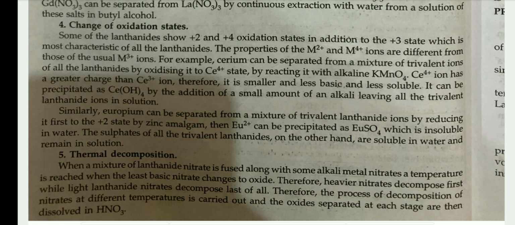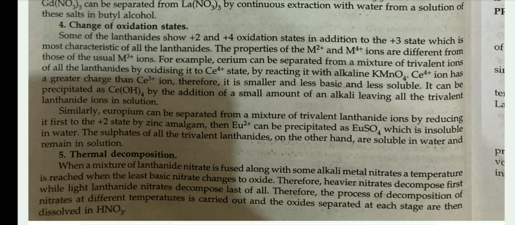Cerium 4+ ion has a greater charge than Ce3+ ion, therefore it is smaller, less basic and less soluble. It can be precipitated as Ce(OH)4 by the addition of a small amount of an alkali, leaving all the trivalent lanthanoid ions in solution. Similarly, europium can be separated from a mixture of trivalent lanthanoid ions by reducing it first to the +2 state by zinc amalgam. Then Eu2+ can be precipitated as EuSO4, which is insoluble in water. The sulfates of the trivalent lanthanoids, on the other hand, are soluble in water and remain in solution.